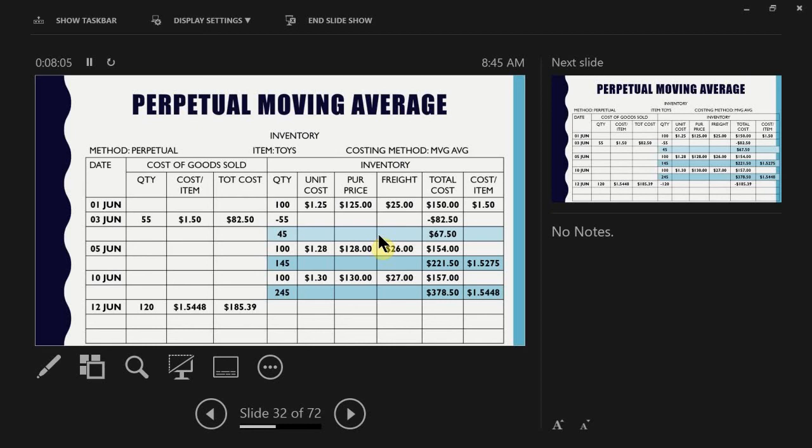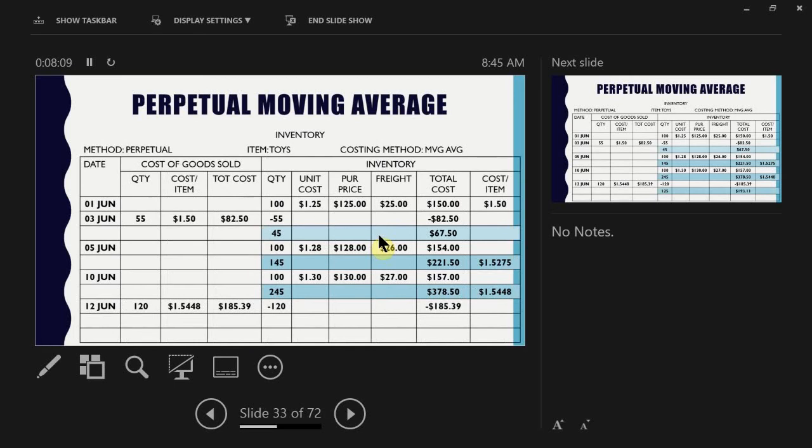You should get $185.39 here. And we subtract it from our table here to get a new total of 125, right? 245 minus 120 gives you 125. And now my new cost is going to be 193.11. Now you also need to recalculate the new average cost per item here.